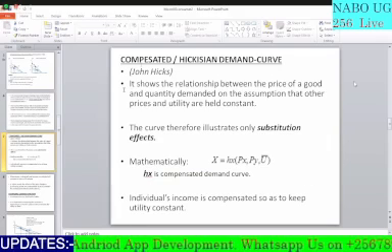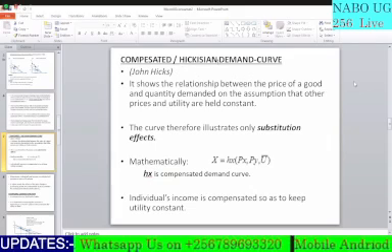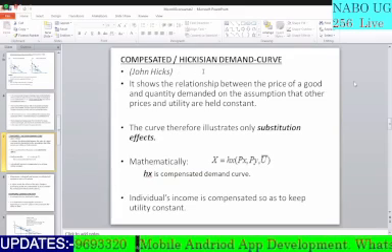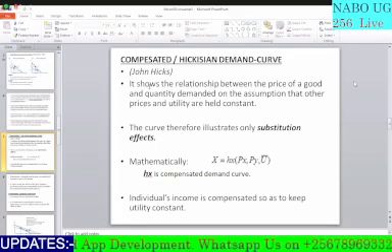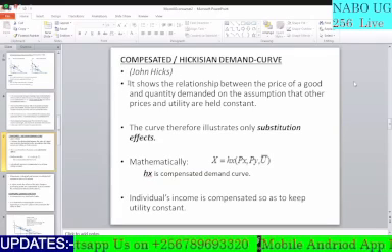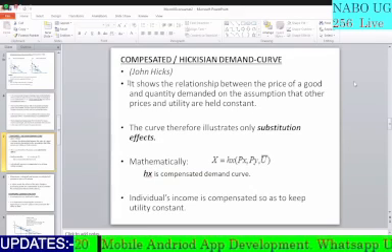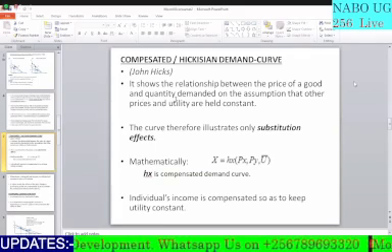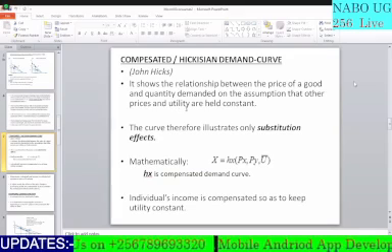Okay, so basically we want to look at the compensated demand curve, also called the Hicksian demand curve. Hicksian comes from John Hicks, who came up with this idea. Earlier on we looked at the Marshallian demand curve, and of course, that name is also from the individual Marshall. So it shows the relationship between the price of a good and the quantity demanded, on the assumption that other prices and utility are held constant.